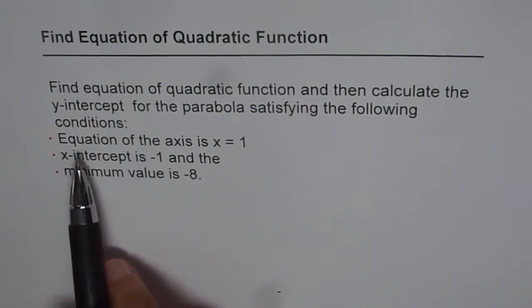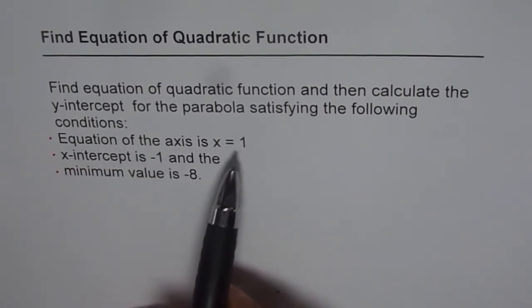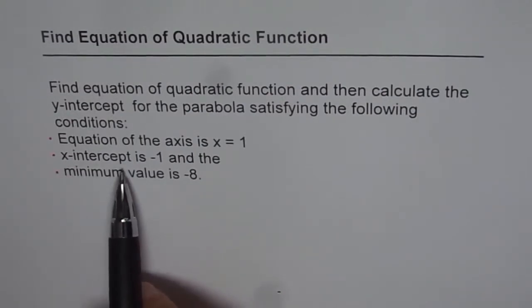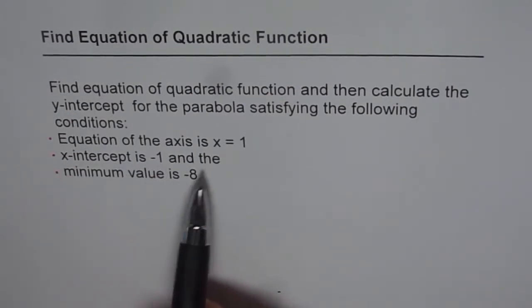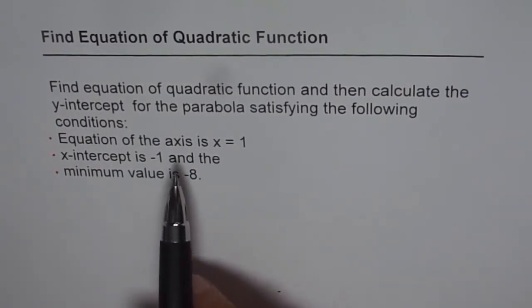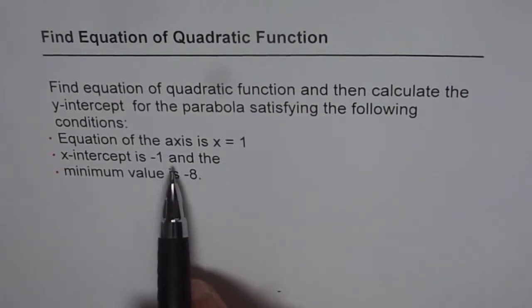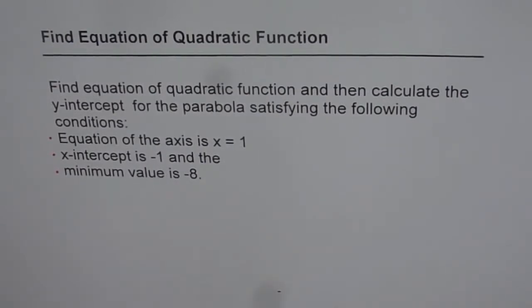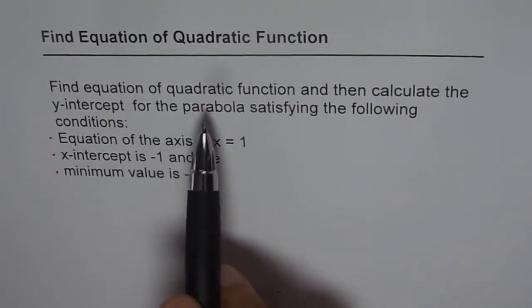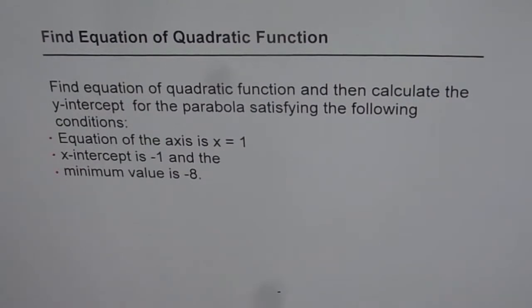First condition is equation of the axis is x equals 1. Second is x-intercept is minus 1 and the minimum value is minus 8. So we are given equation of axis of symmetry, which is x equals 1, x-intercept and the minimum value. And we need to find the equation of quadratic function. And after finding the equation of quadratic function, we need to calculate y-intercept.